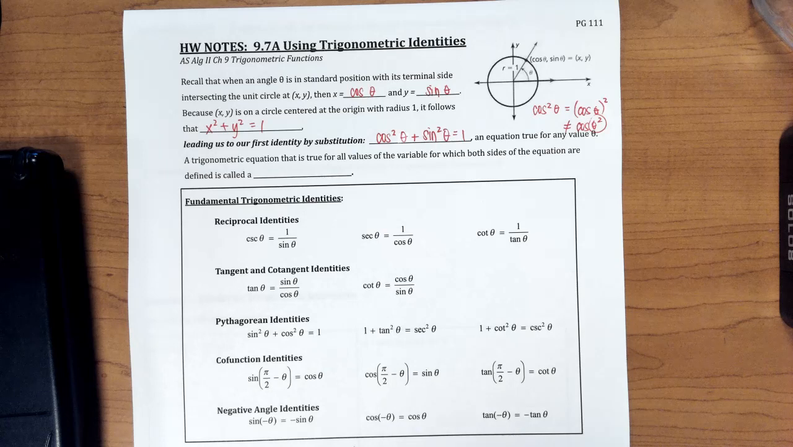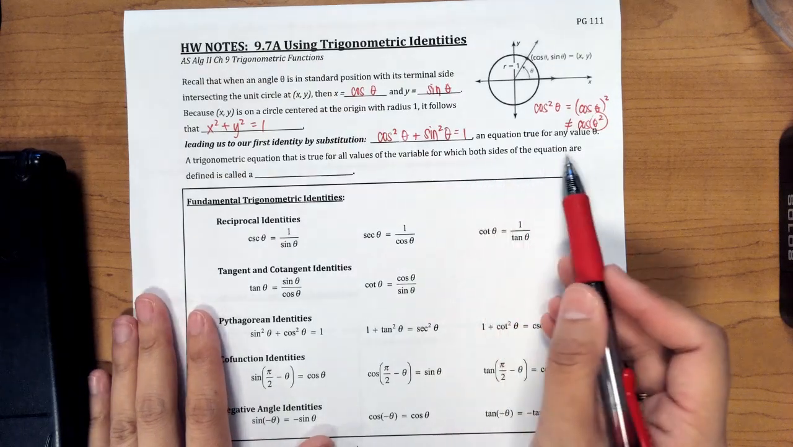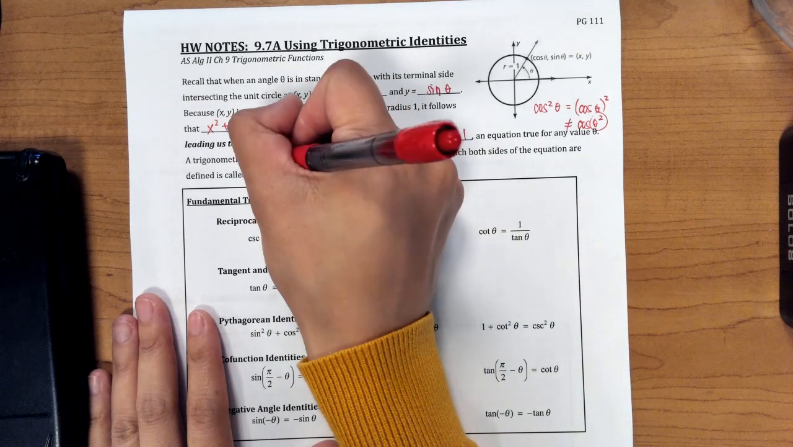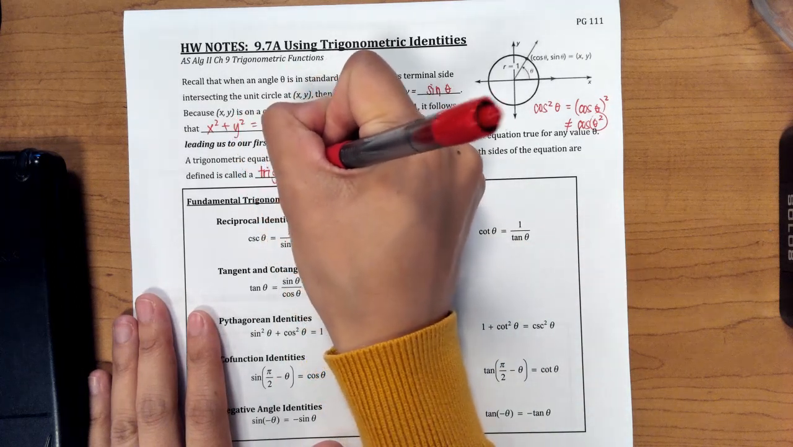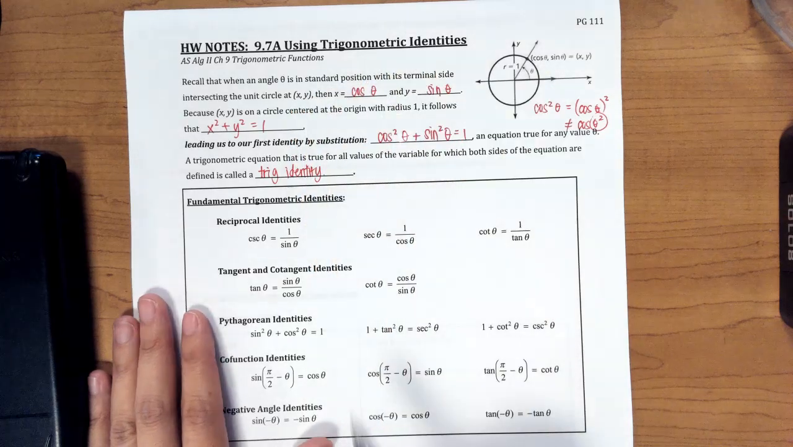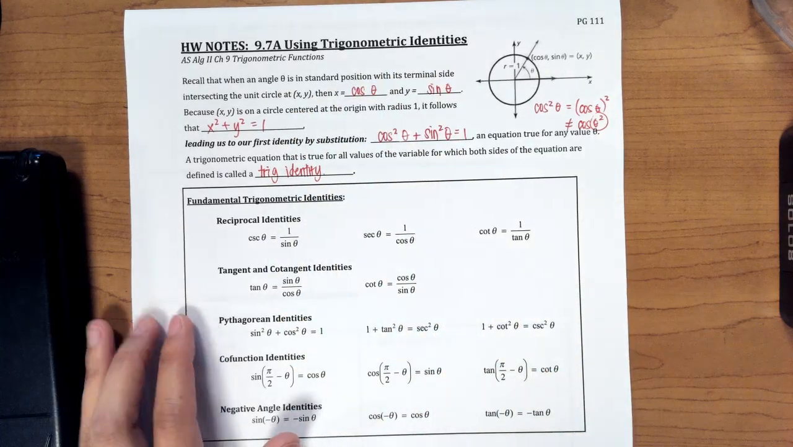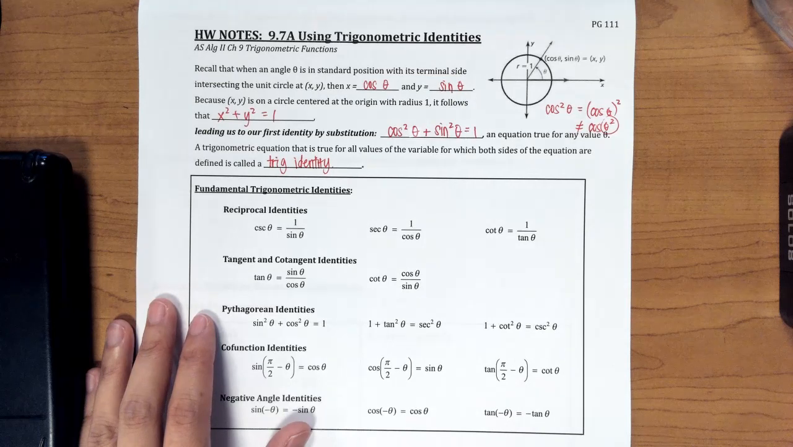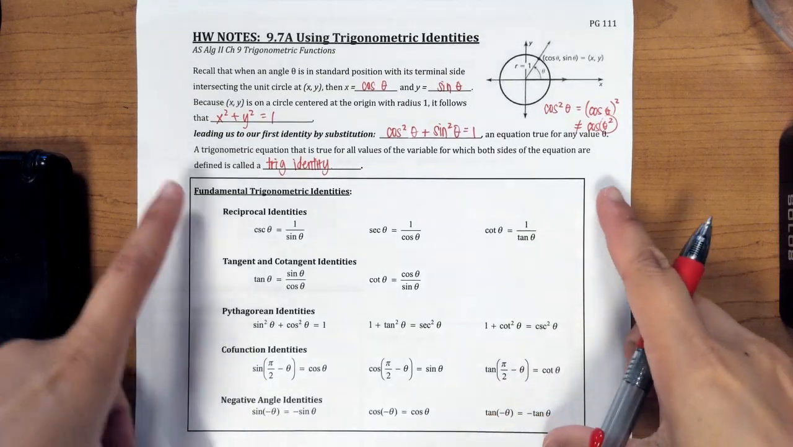A trig equation that is true for all values of the variable for which both sides of the equation are defined is called a trig identity. So let's take a look at some of the trig identities that we've actually used without calling them trig identities yet. So these are the ones we've used.